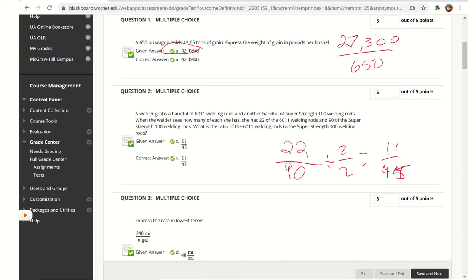Question number 3, express miles, this 240 miles to 6 gallons in the lowest terms. Well, if you had 240 and 6, both of those could be divided by 6, and you would end up with 40 over 1, or 40 miles per gallon.